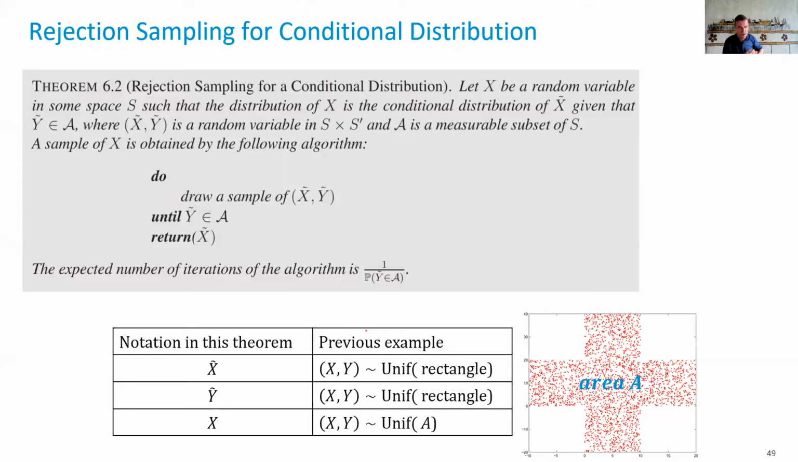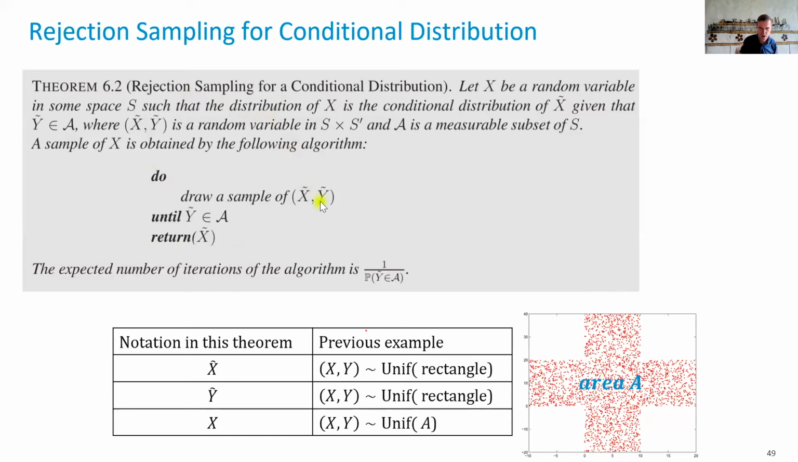In fact, B is an instance of a generic method called rejection sampling, which I'm presenting here in all generality. So the framework is as follows. Assume I am able to produce two random variables, x tilde and y tilde, according to some method. Very often there will be samples of the uniform distribution because this is what the random number generator gives to us, but it will not always be the case.